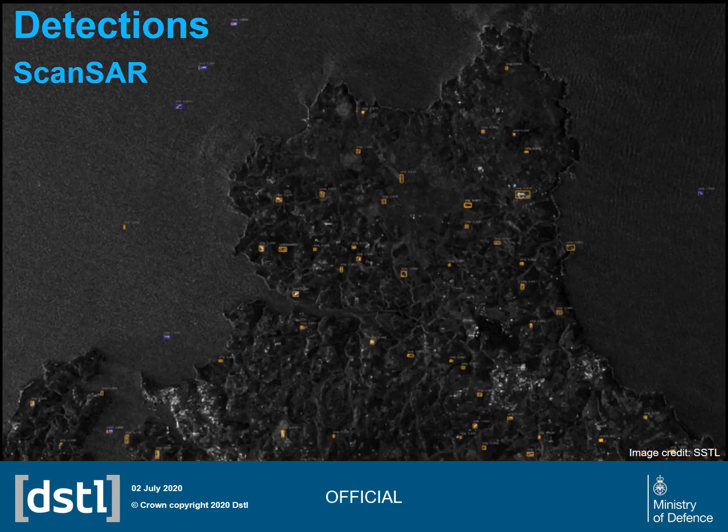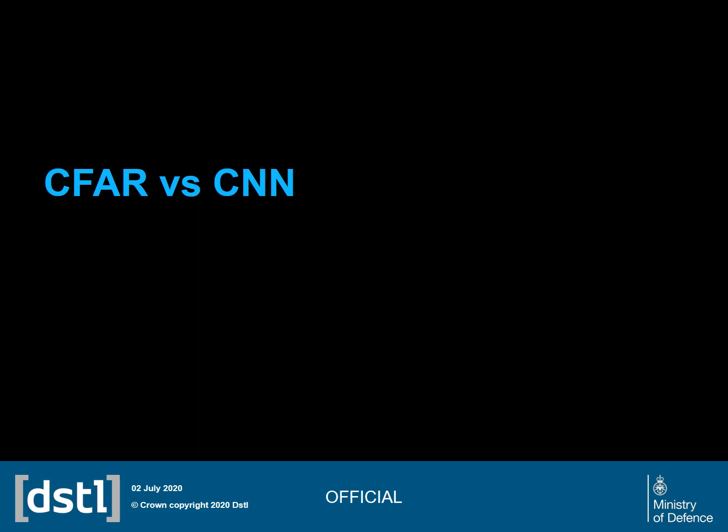In the ScanSAR image, we can see again a large number of false positives over the land-based region which has not been masked out, but a good level of agreement and high prediction confidence for the ships that are present in the image. We're now going to see a comparison between the two methods.